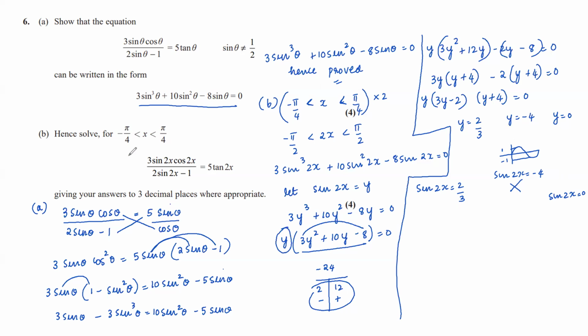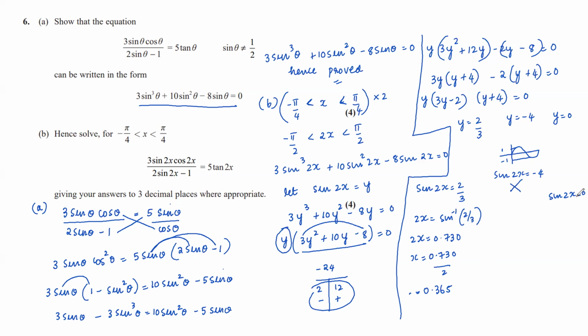Make sure that your calculator is in radians mode because it's given pi by 4 and minus pi by 4. The modified interval is minus pi by 2 to pi by 2. So 2x will be sine inverse of 2 by 3. Sine inverse of 2 divided by 3 is 0.730. So 2x will be 0.730. Therefore, x will be 0.730 divided by 2, which is 0.365.